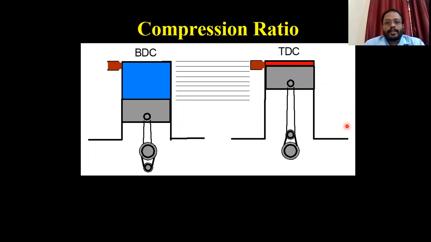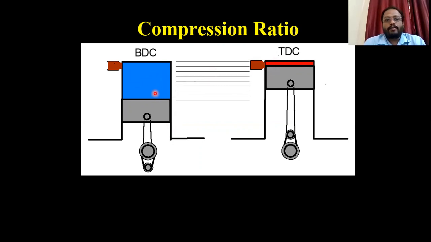In order to understand the compression ratio, we have to know what TDC and BDC are, and what the movement of the engine is. BDC is the bottom dead center, where the piston rests and after that will not move backwards. TDC is the position where it stops at the top and will not move forward. The red portion I annotated here is the compression ratio, at the top dead center, where the fuel is going to be compressed.